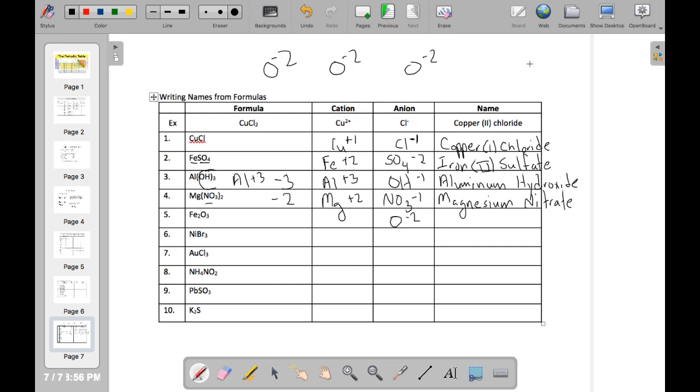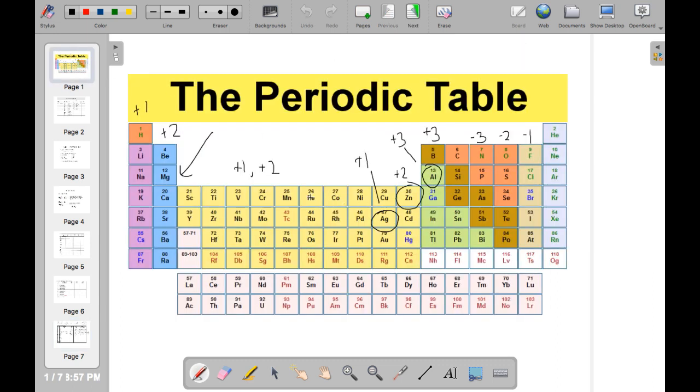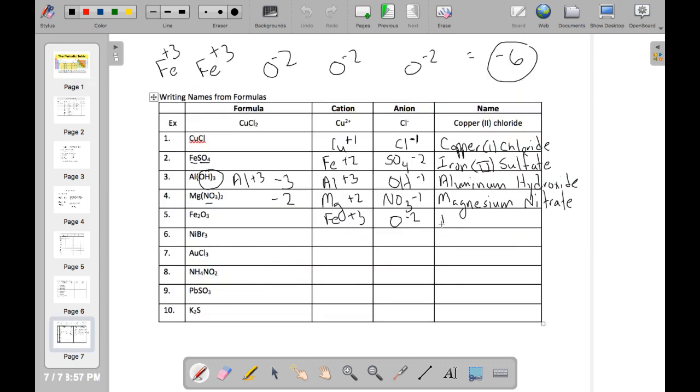So 3 times -2, that's going to equal -6. What that means is there's 2 of these Fe's. There's an Fe and an Fe. Well, I need +6 over here. So this has to be a +3. This has to be a +3. See how that cancels out those oxygens? So right here, I'll put iron +3. And yet again, iron is a transition metal. So I'm going to have to put down iron, and in parentheses, Roman numeral 3, oxide.